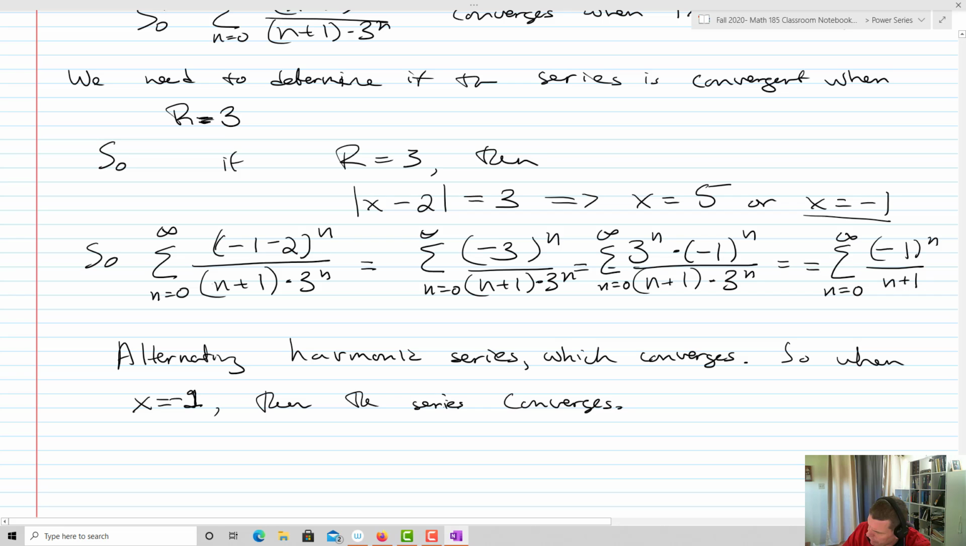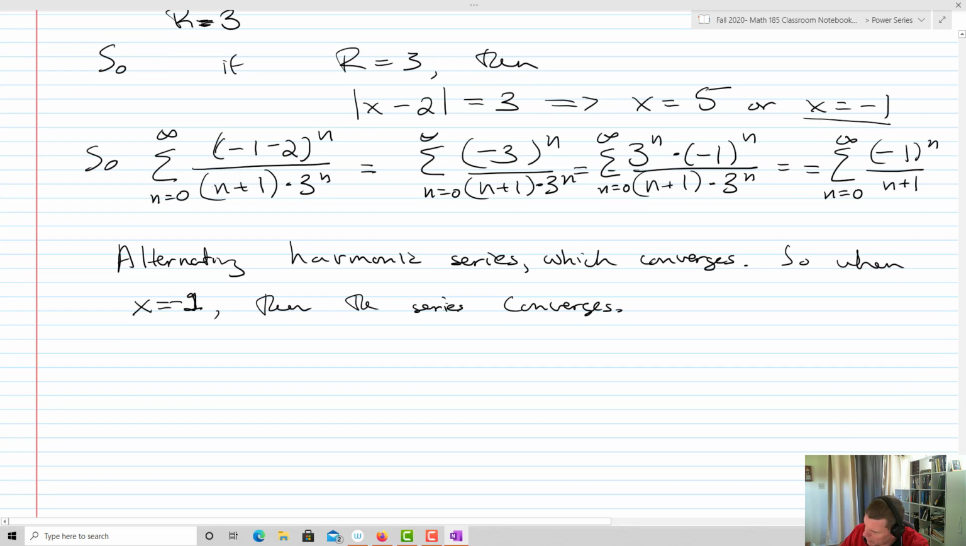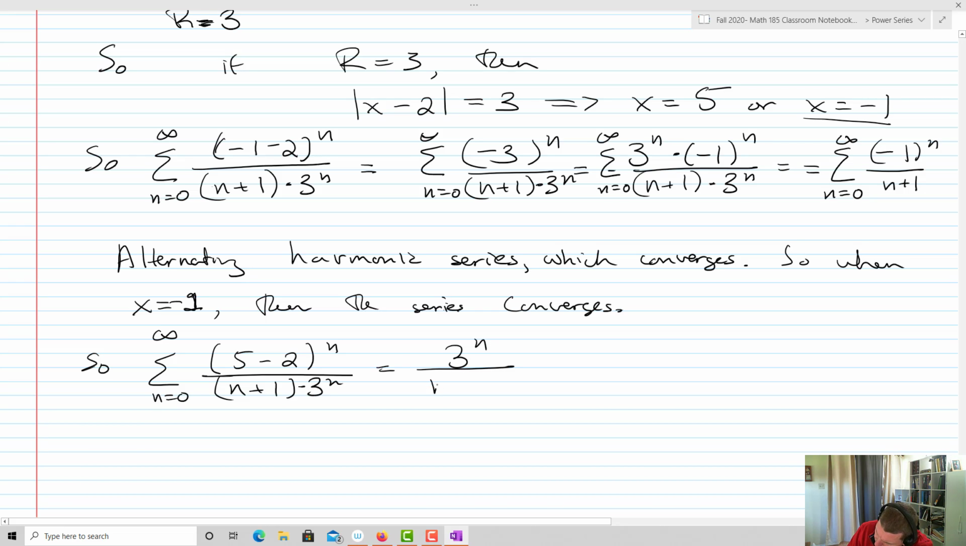Let's check it then for 5. So the sum from n equals 0 to infinity of (5 minus 2)^n divided by (n plus 1) times 3^n is now going to equal 3^n over (n plus 1) times 3^n. Well, this is a very different series, given the fact that this is now just the series sum from n equals 0 to infinity of 1 over (n plus 1).